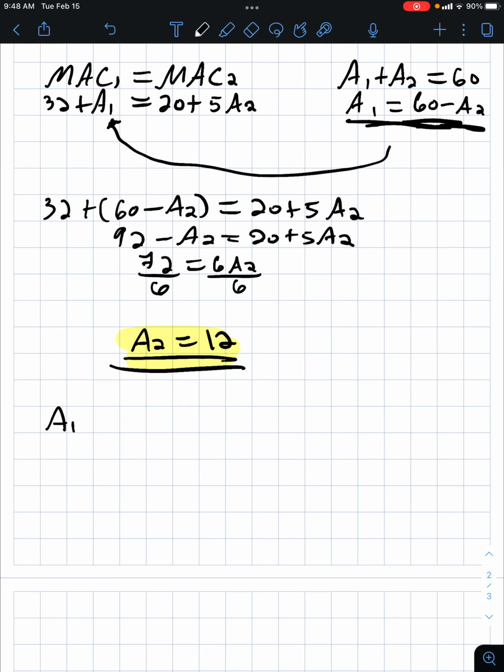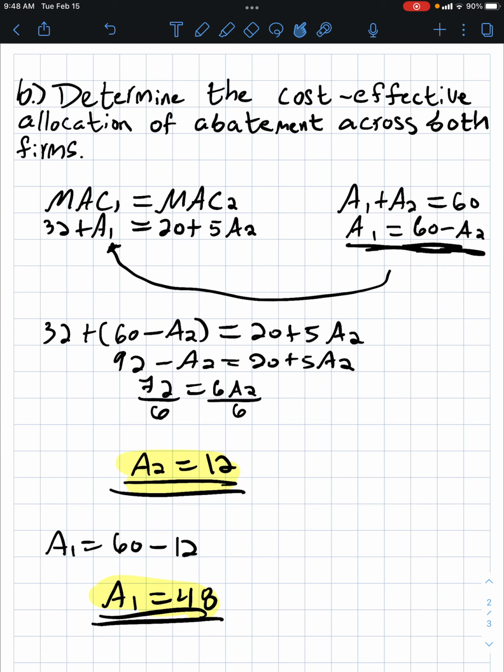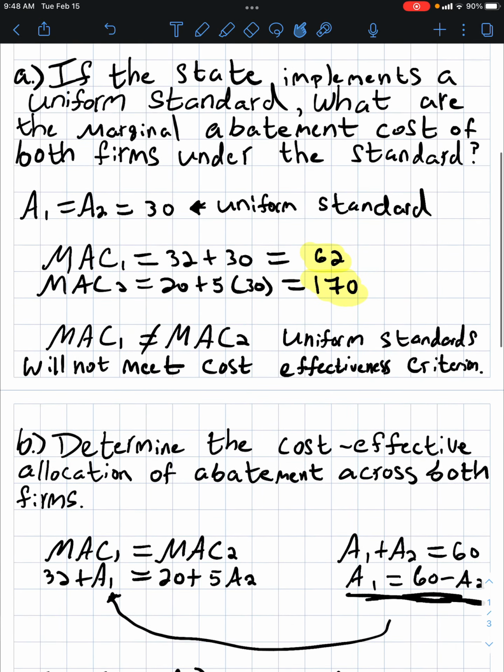Now we can solve for A1. Since we have our A1 equation as A1 is equal to 60 minus A2, which is 12, we get A1 of 48. So at a cost-effective allocation of abatement across both firms, firm 1 will abate 48 and firm 2 will abate 12. And that is the solution to the problem.